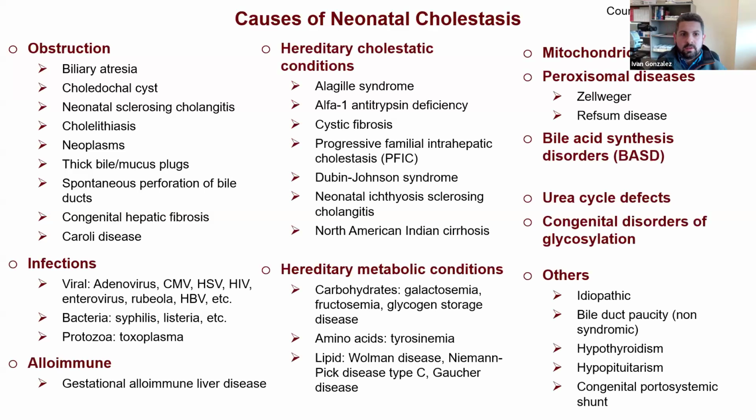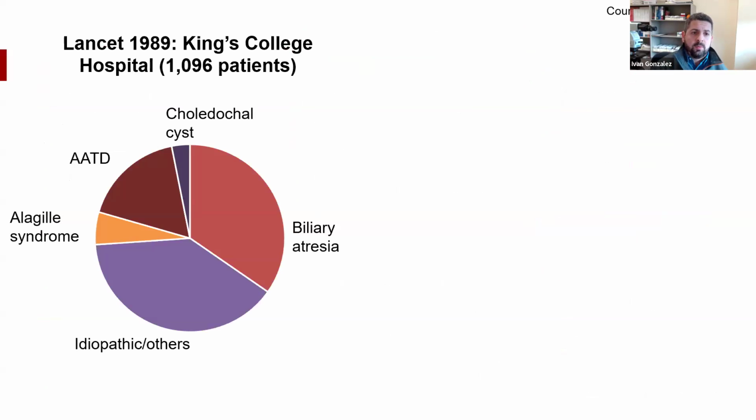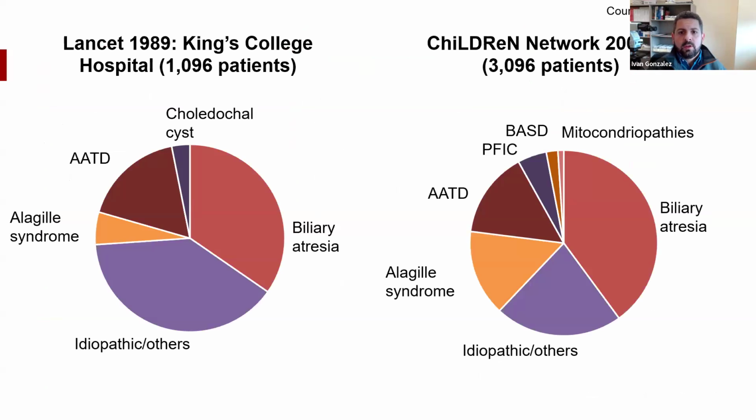So as you can see, there is an extensive list of causes of neonatal cholestasis. But of those, the most common ones, if we go to this study from 1989 by King's College Hospital, the most common was idiopathic at that time point. But now, as we progress, we do a lot of molecular studies in these patients, including some cholestatic genetic panels, so the idiopathic causes are actually shrinking. In this subsequent study by the Children's Network from 2017, the idiopathic category decreased significantly. We have new causes like PFIC, bile acid synthesis disorders, and mitochondriopathies.